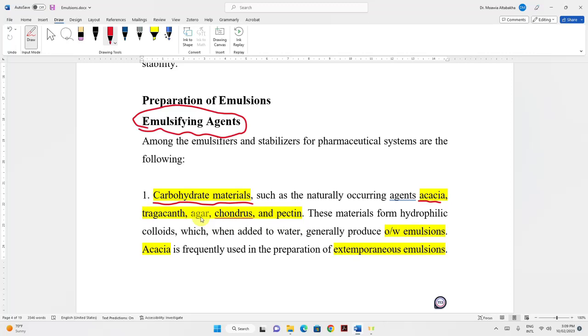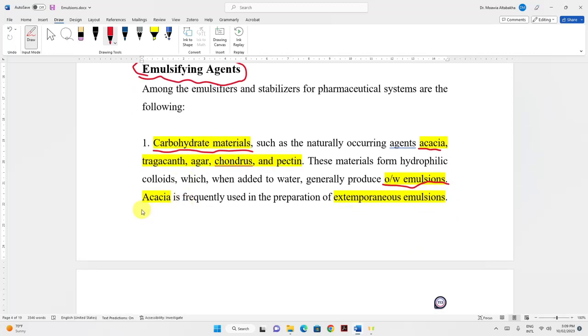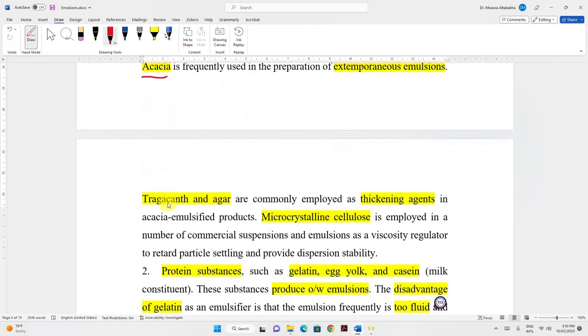Usually these materials will produce oil in water emulsion because they love water. It's very well known that acacia is frequently used in the lab and in the extemporaneous preparation of emulsion. So they usually use acacia. And they use tragacanth and agar usually as a thickening agent, meaning to increase viscosity.